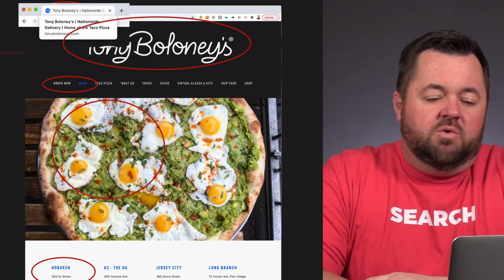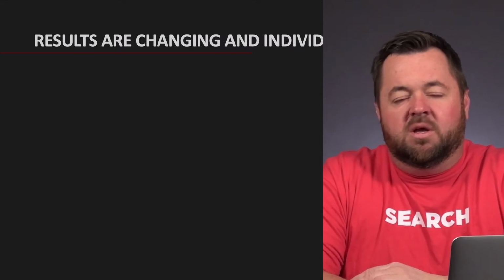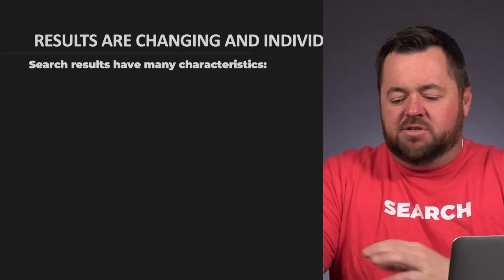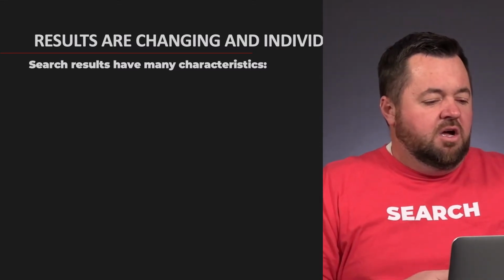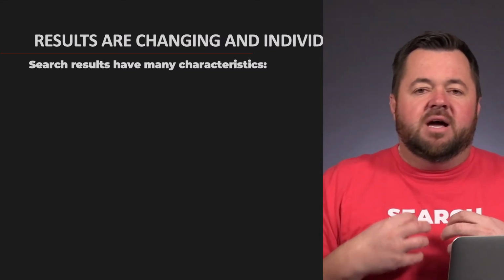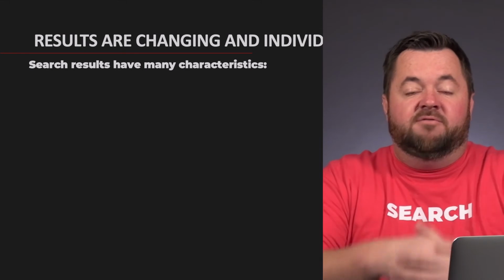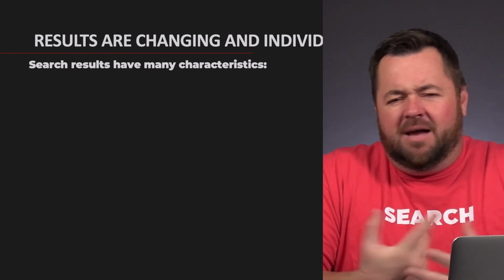Okay, so you've got to know that when you are searching, your results are individual and they're always changing. Well, what do I mean by that? So if I'm using my phone, so here's my phone, and I'm doing searches on my phone, Google knows my IP address, they know my device ID, they know who I am in terms of my phone, and they provide results that I want to see. Well, how do they do that?